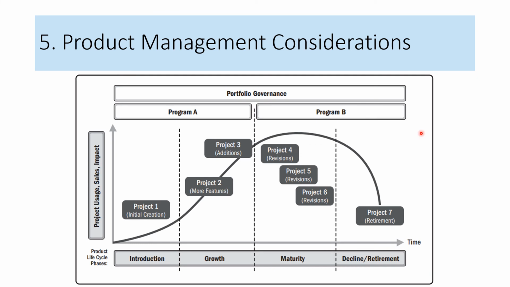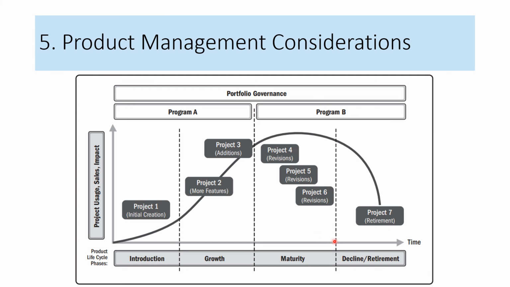The last component of value delivery system is the product management consideration itself. You need to consider the product management within your program or a portfolio. This particular diagram talks about the product life cycle phases and how it is a part of a program, or how products are developed by different projects. Look at this program. It says that one product is part of one portfolio governance. It has two programs. Introduction and growth is considered program A, and maturity and retirement is in program B. You have a number of projects to create the product and implement more features and enhancements to the product, which is part of the development program.